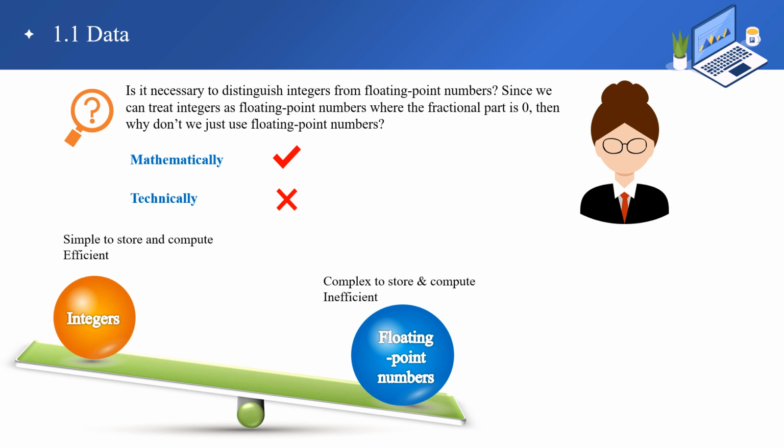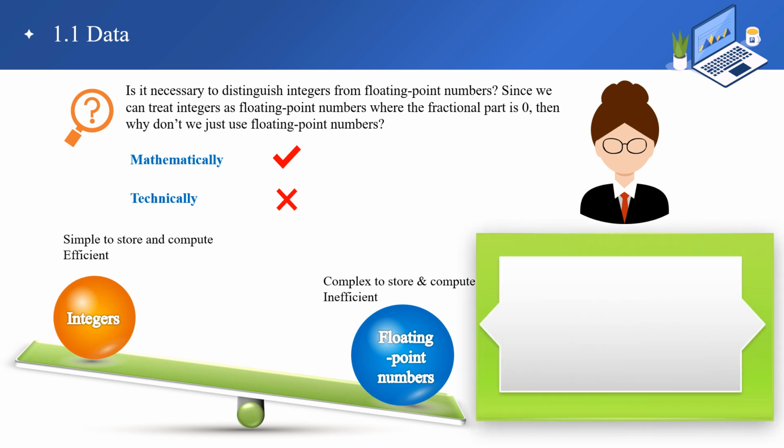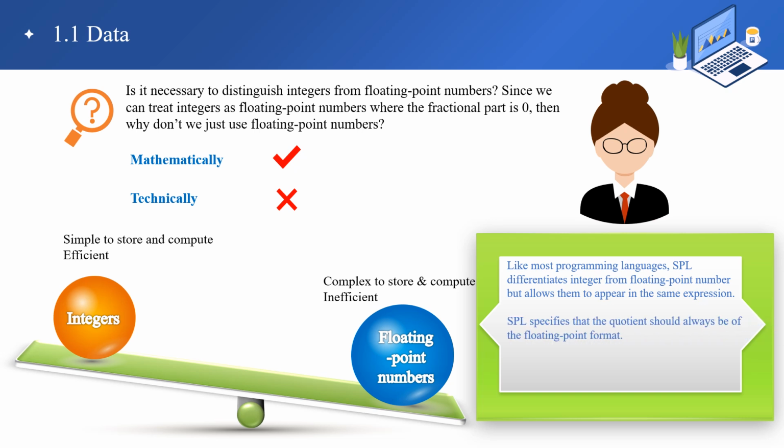Most programming languages differentiate integer from floating point number but allow them to appear in the same expression. To compute the expression, we will convert the integer to the floating point number. An integer can always be converted to a floating point number, but not necessarily vice versa. The result of a division operation could be a floating point number, so SPL specifies that the quotient should always be of the floating point format to ensure that the data type of the result is explicit and definite.